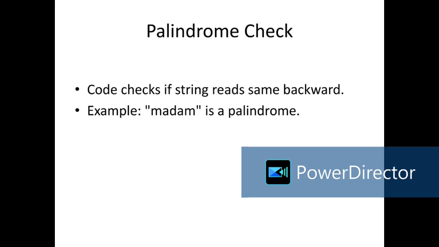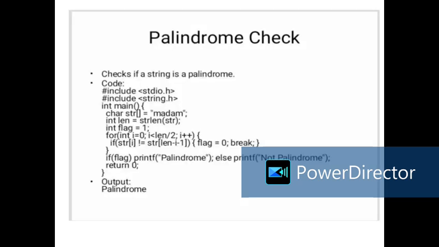Palindrome checks. A palindrome is a string that reads the same forward and backward, such as madam or race car. Let's look at how we can check if a string is a palindrome in C. Here is a simple function to check for a palindrome. This function compares characters from the beginning and end of the string, working towards the center. If any pair does not match, it returns 0 to indicate it is not a palindrome.